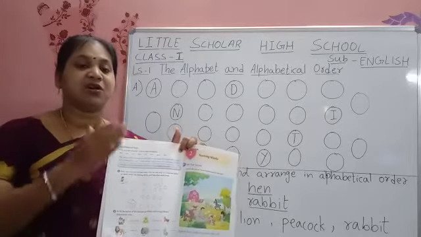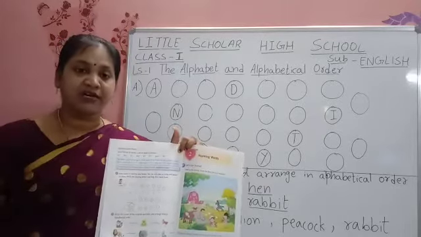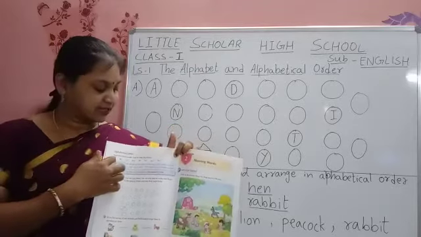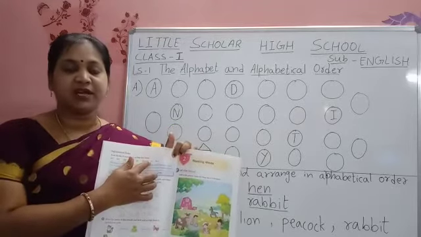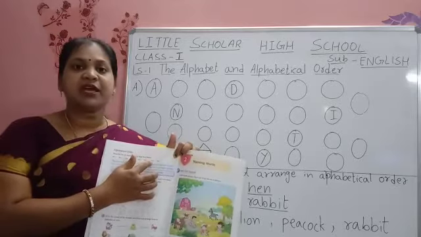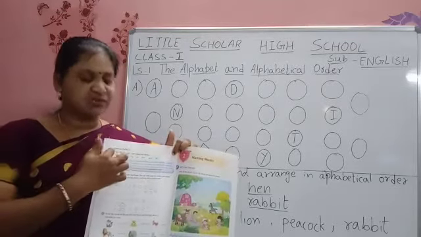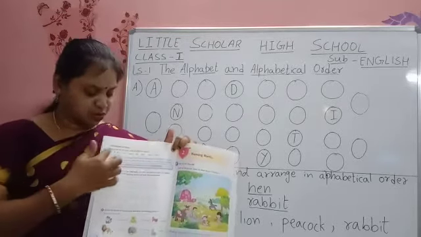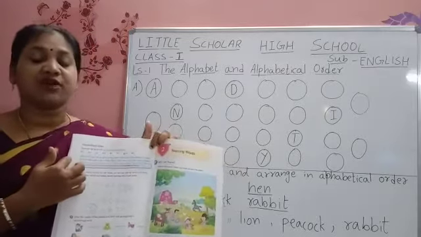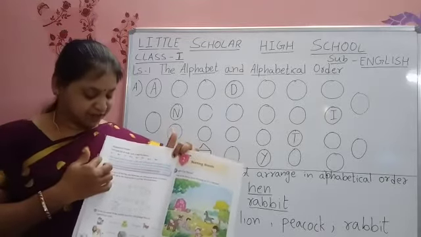Understood? Alphabetical order means A, B, C, D in order. Then after A-N-T, they did not write G-O-A-T, goat. Then goat, no, children? G-O-A-T, goat. So these won't be in order. So writing words in order of the alphabet is known as alphabetical order.